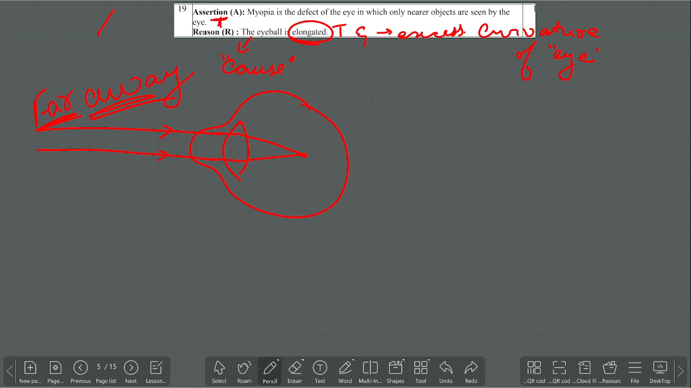Now just come to the answer. Either our answer will be A or our answer will be B. Which one will be our answer? The answer is option A. That means both assertion and reason are true, and reason is the correct explanation of assertion.